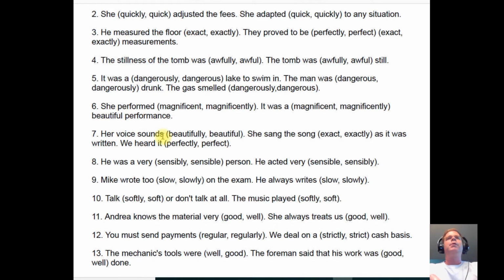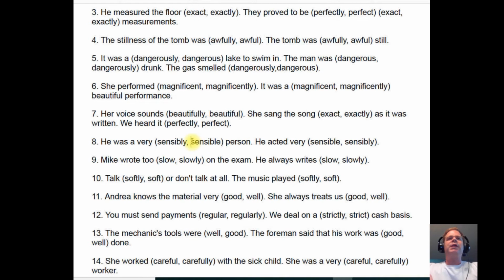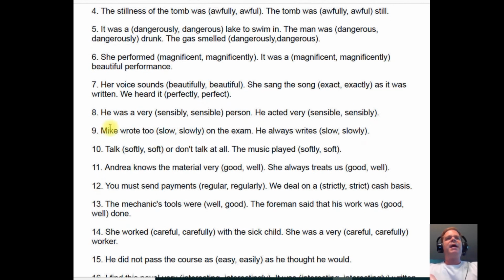Her voice sounds, modifying voice, beautiful. That's a noun. She sang the song exactly. Sang, verb. She sang the song exactly as it was written. We heard it, modifying heard, perfectly. He was a very sensible person, modifying the noun person. He acted very sensibly, modifying acted. Mike wrote too slowly on the exam, modifying wrote. He always writes slowly, modifying writes.